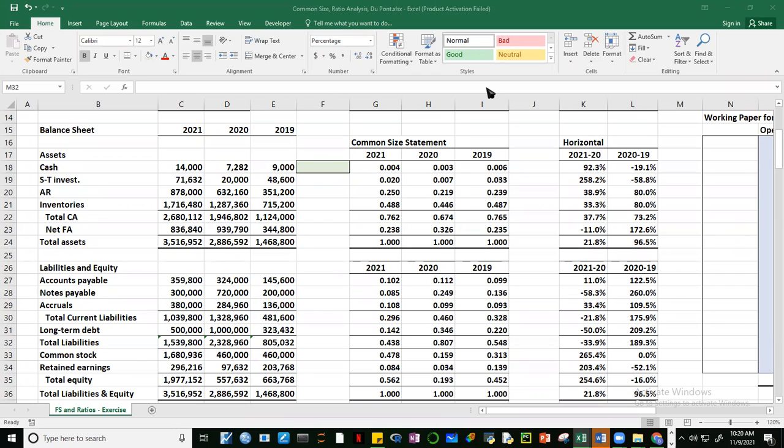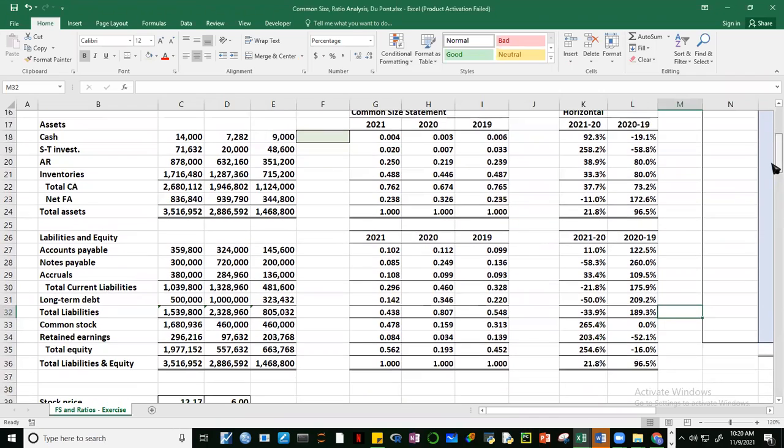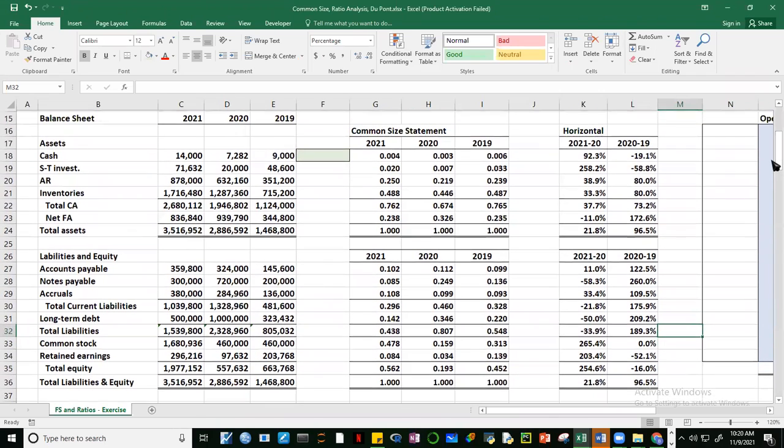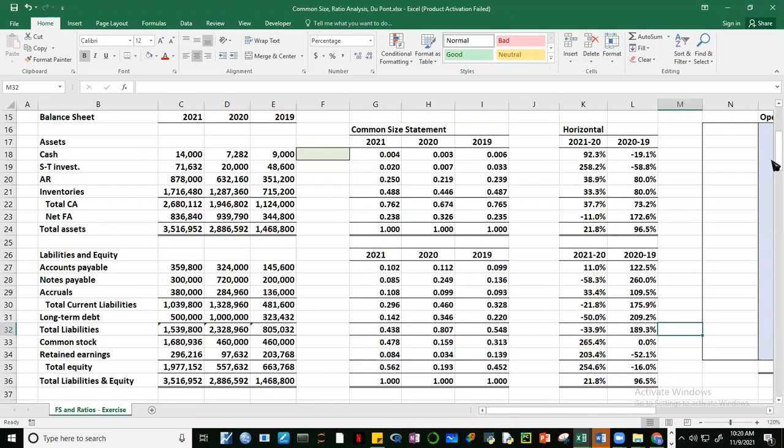Okay, guys, I see your responses. If you were able to compute for the common size statement and the horizontal analysis for the balance sheet, kindly chat in the chat box, please, if you're done. Feel free to ask questions if you're having problems.